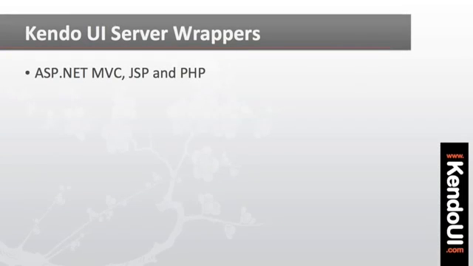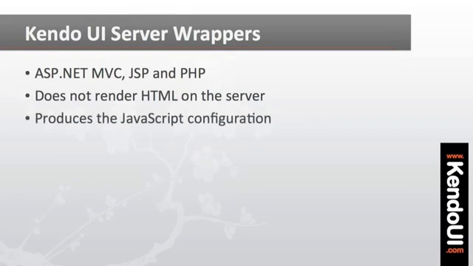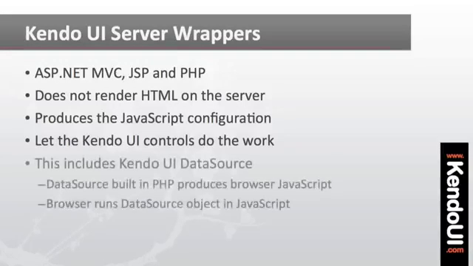Like the ASP.NET or JSP wrappers, the PHP code that I write does not render the Kendo UI control on the server. It only produces the necessary JavaScript to run the control in the browser, and then it lets the existing code for the browser do its thing. This is important to note and to understand because once I start dealing with data sources for the controls, I have to remember that I am not iterating a data source on the server in order to render HTML. Rather, I'll only be configuring a Kendo UI data source that is used in the browser by the JavaScript controls.